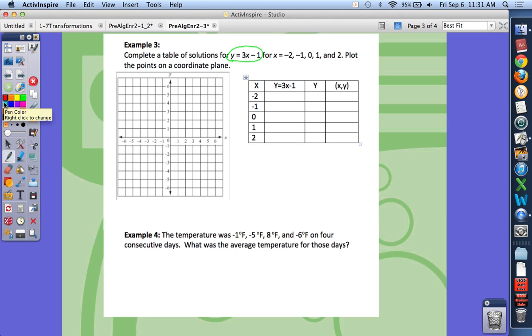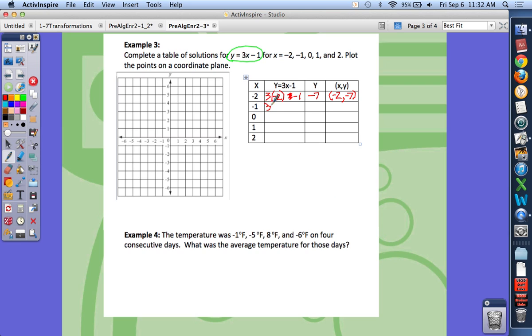Don't skip your work. 3 times negative 2, and then we're doing a minus 1. So we're substituting that into the equation. 3 times negative 2, a positive times a negative, ends up with a negative 6, minus 1, ends up with a negative 7. Then you can put your ordered pair together over here. So when x is negative 2, y is negative 7. Okay, keep working. You can work ahead of me on this one if you want.